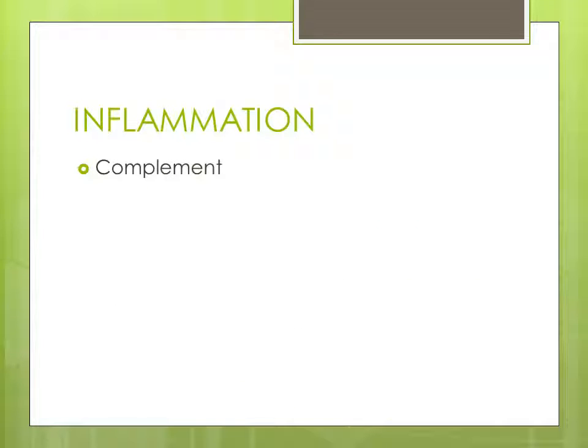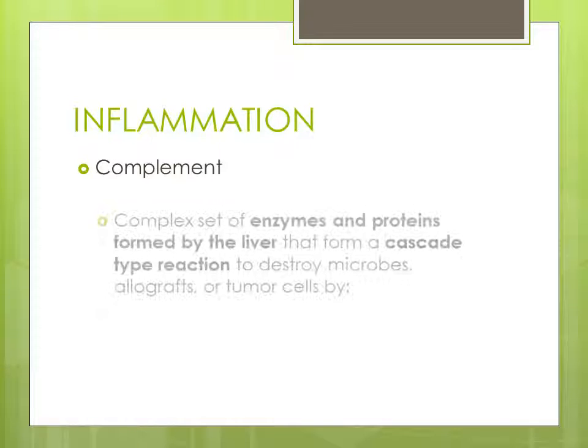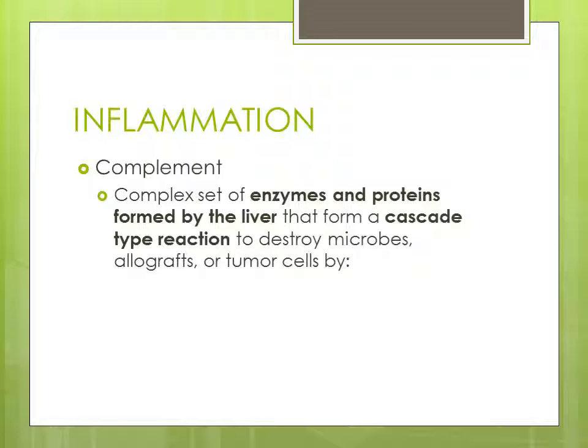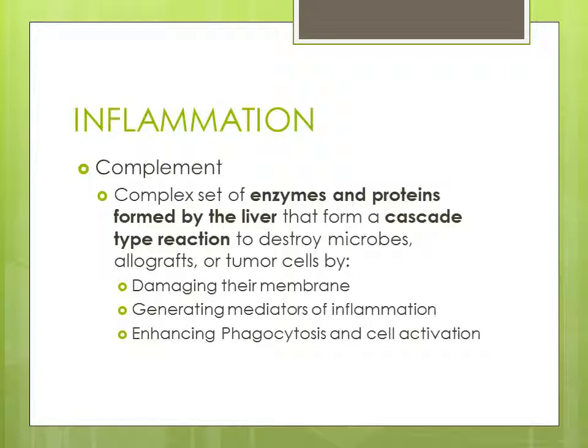Now, the complement system is another very, very important concept when it comes to inflammation. As you can notice, everything is important, so just make sure that you have a grasp of everything. This is a complex set of enzymes and proteins that are formed by the liver that form a cascade type of reaction to destroy microbes, allografts, or tumor cells. And they do this by damaging their membrane, generating mediators of inflammation, or enhancing phagocytosis and cell activation.